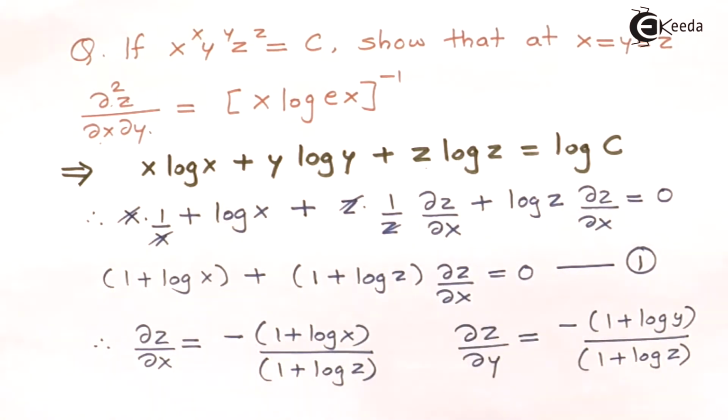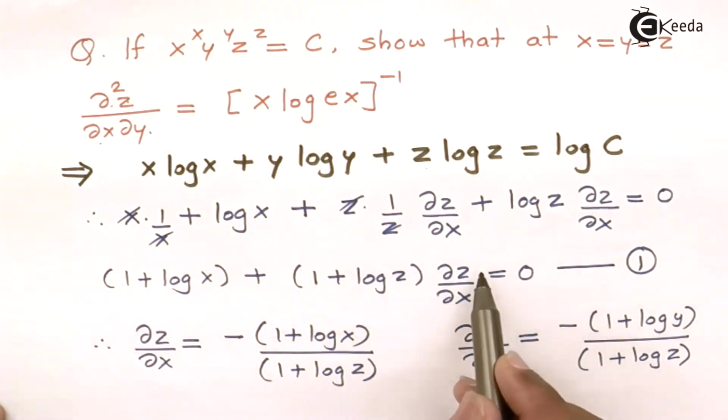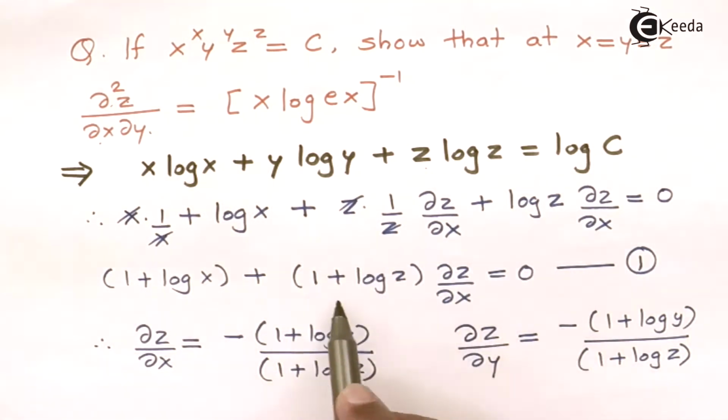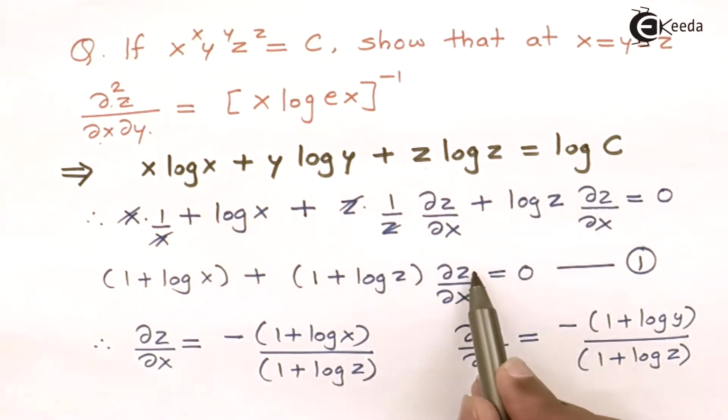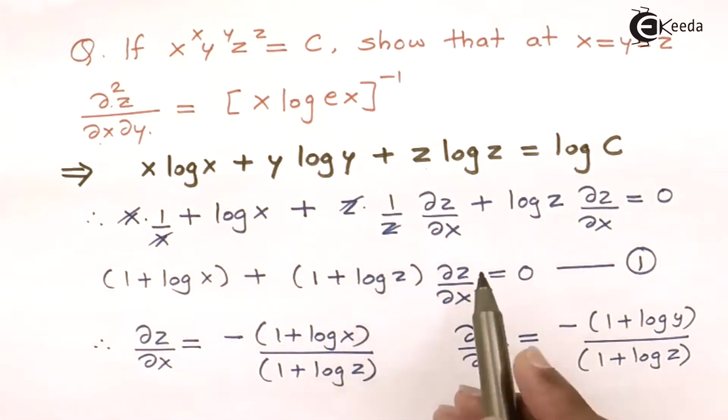So let's differentiate equation number 1 with respect to y partially. Here we'll get 0 because it does not have any y term. We'll differentiate this. Here this first term contains z, and z is a function of y. Similarly, del z by del x again contains y. So here I'll apply the UV rule.